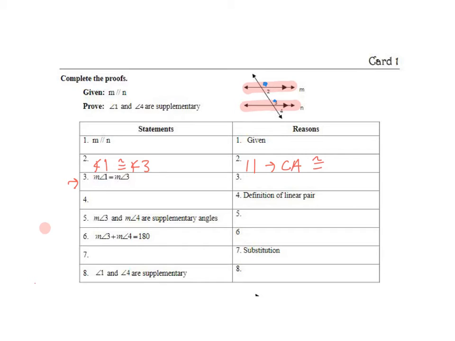And then once we say they're congruent, then we have to say that their measures are equal, and that is always our definition of congruency.